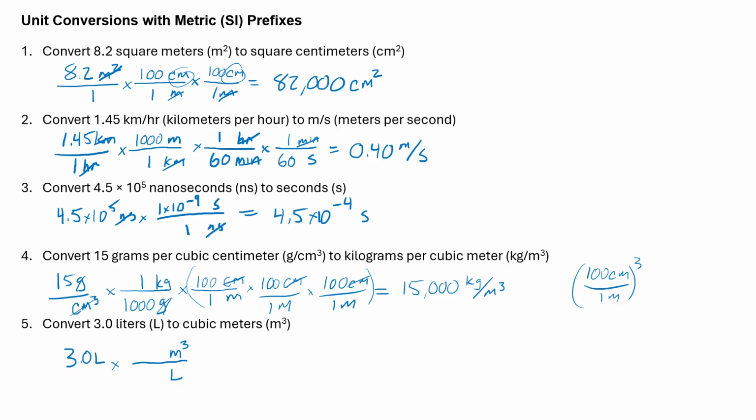But we know that 1 cubic meter is the same thing as 1,000 liters. A liter is actually a cubic decimeter. And a decimeter, there are 10 of those in a meter. And so it's 10 times 10 times 10 in order to get around the whole cube. And so this will get rid of the liters. And if I divide by 1,000, that's the same as times 10 to the minus 3. So this is 3.0 times 10 to the minus 3 meters cubed.